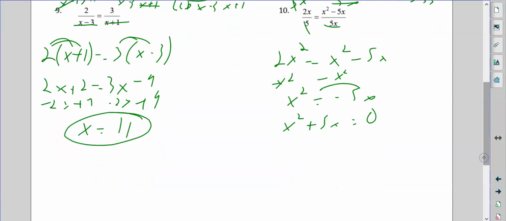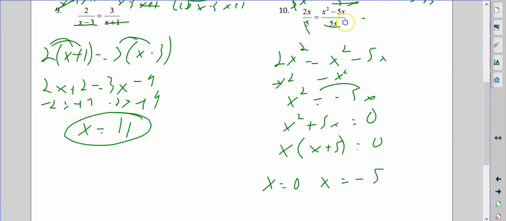Still not ready to answer this. I need to factor out GCF. It's the only thing I can do. And now I can set these both equal to 0. X equals 0, x equals negative 5. I definitely cannot have x equals 0 because that would give me 0. So that one is extraneous. Negative 5 works, and we're done.